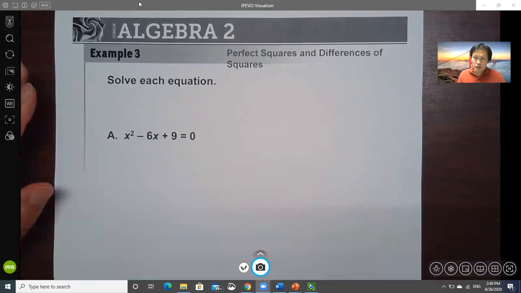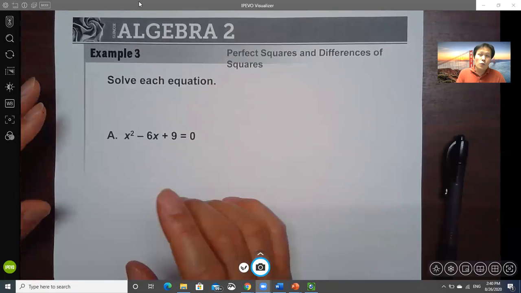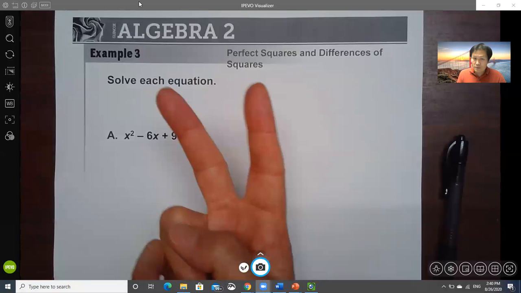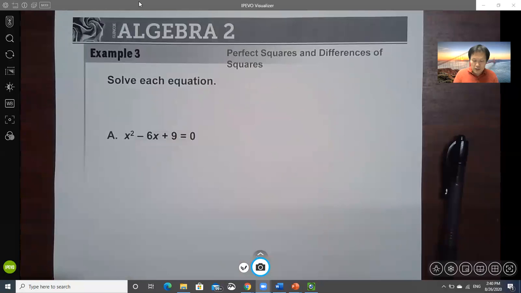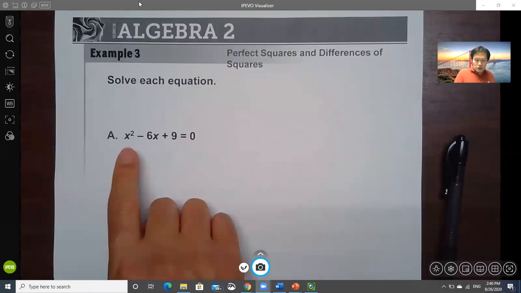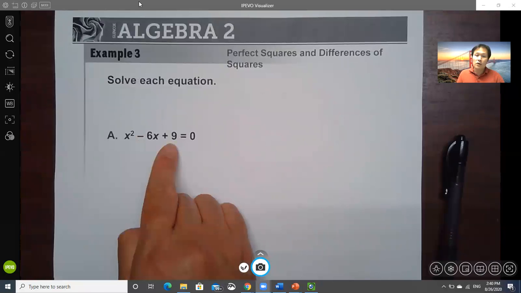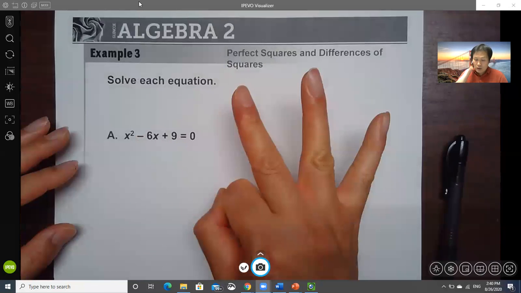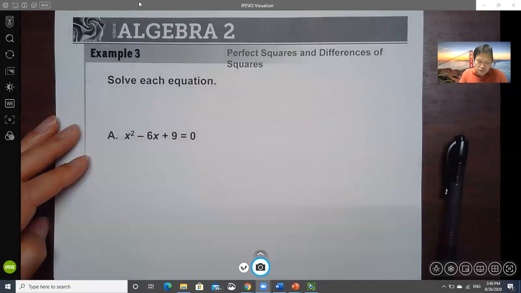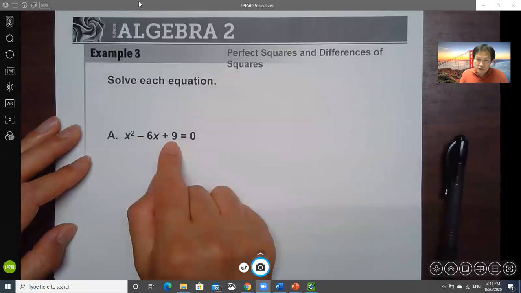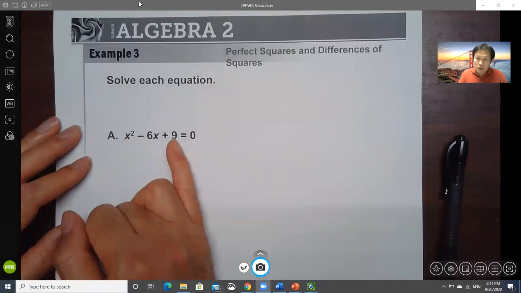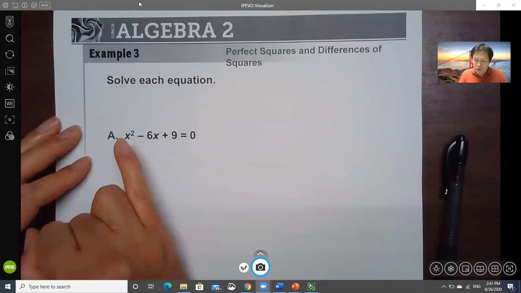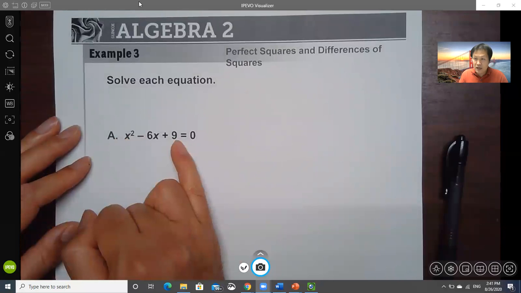Solve each equation. Okay, the one we just did had two terms. That's called binomial. This is 1, 2, 3 terms. We call that a trinomial. Trinomial factoring, x squared minus 6x plus 9. First thing you have to do, line them up, descending order of a power of x. Square, first power, 0 power. No x means constant, 0 power of x.